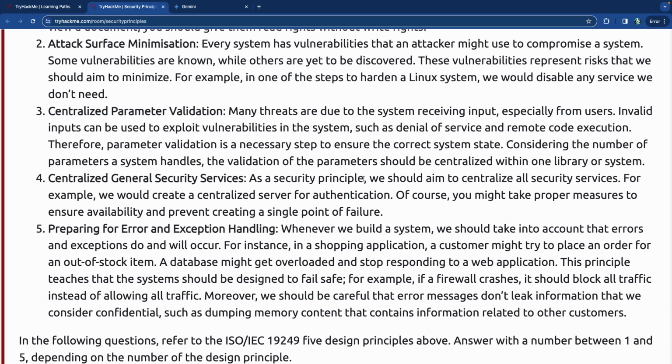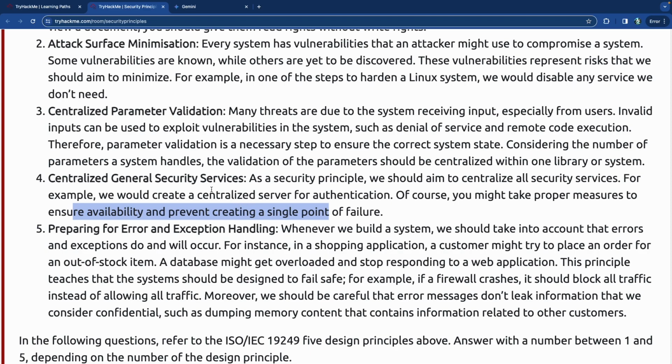Centralized general security services. As a security principle, we should aim to centralize all security services. For example, we would create a centralized server for authentication. Of course, you should take proper measures to ensure availability and prevent creating a single point of failure. So that's very important, right?